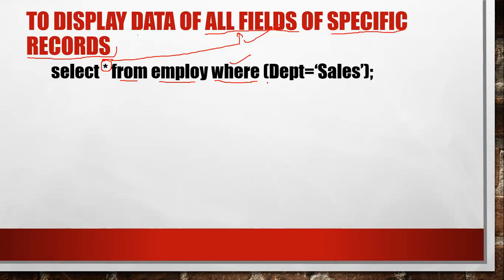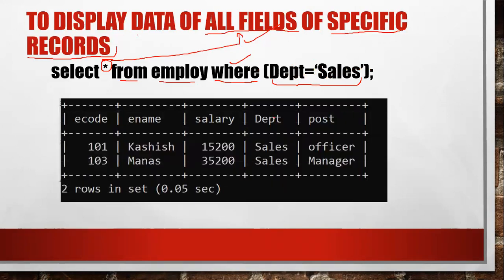After the where clause, you will write the condition that you want to view the records of only sales department employees. So you will write department is equal to, and then you have to specify the data within single quotes. It will show you the data of all fields, but only for those employees who work in the sales department. So when we execute this command, we get the information of only those employees who work in the sales department, right?